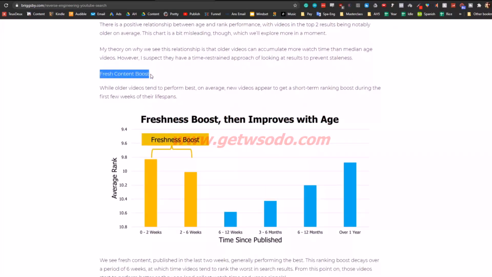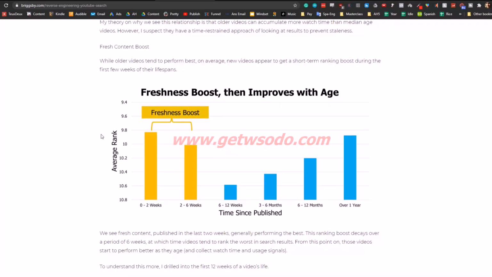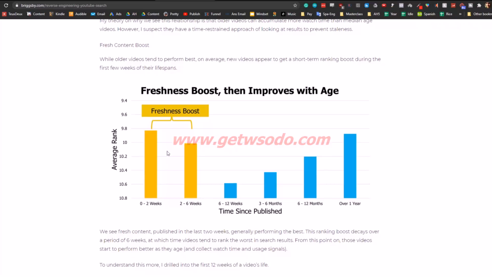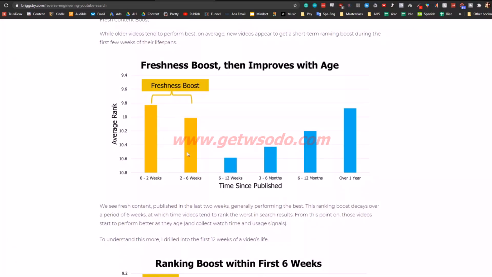So, fresh content boost. While older videos tend to perform best, on average, new videos appear in the short-term ranking boost during the first few weeks of their lifespan. So this is something that's cool, that if you try to rank for a keyword, usually you'll end up on the search in the first 24 hours. You're like, oh, I'm the top of search for the first 24 hours. And you can see here that this freshness boost, they could actually rank you on search for up to 2 weeks to 6 weeks just because your content is fresh.